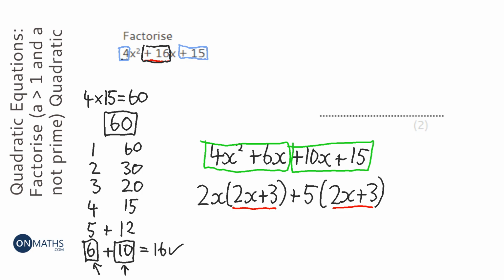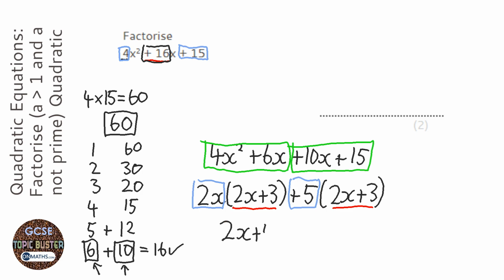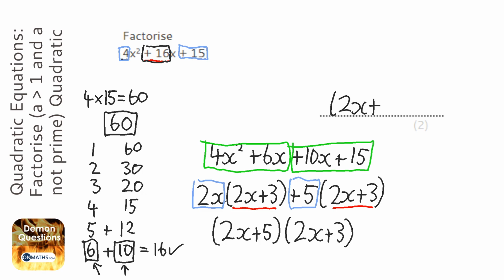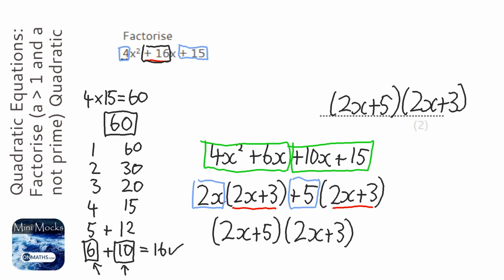So to create the answer, I look at this number here and this number here, okay, the two coefficients of the brackets, and I put them together in their own little bracket. And then I look at the two underlined with red ones, and I just write it once. And that is our answer. 2x plus 5, brackets, 2x plus 3. Now you can expand this if you've got time in the exam, and you will find that it does make 4x squared plus 16x plus 15.